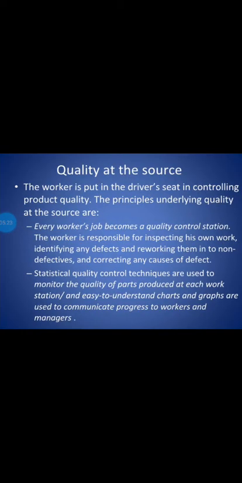Next one is quality at source. Quality at source means your worker is responsible for the quality inspection. It is his own work, and he corrects any defects found and reviews the cause of the defect. So if there are any defects in his area, it is the worker's responsibility to check and inspect the quality.